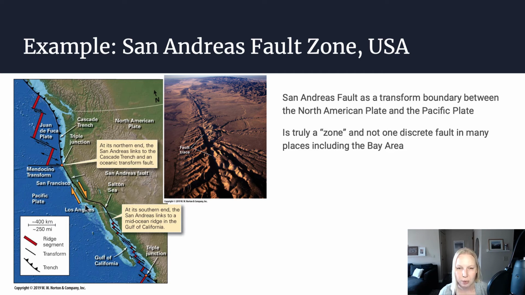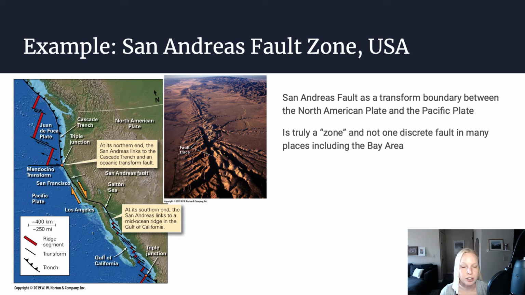and it is what we call a right lateral transform fault. And we'll talk about faults in more detail in another lesson, but all you have to know is that the Pacific plate is moving relatively to the northwest, and the North American plate is moving relatively to the southeast. And so that causes a lot of earthquakes for those of us on the west coast.